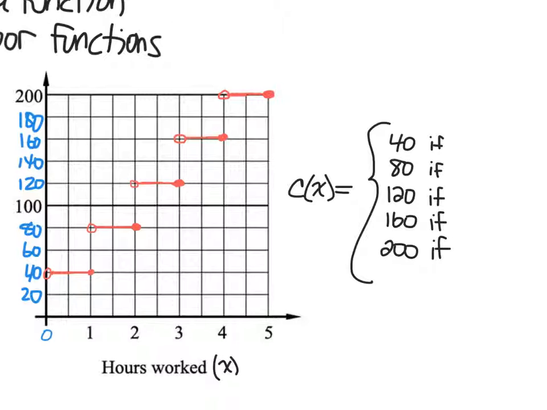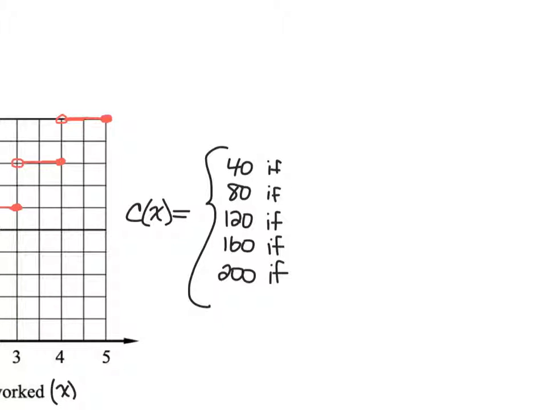So what's the condition for the 40 price point? X is greater than 0, but less than or equal to 1. So X is between 0 and 1, including the 1, not including the 0. All right. What about the next price point? Greater than 1, less than or equal to 2.